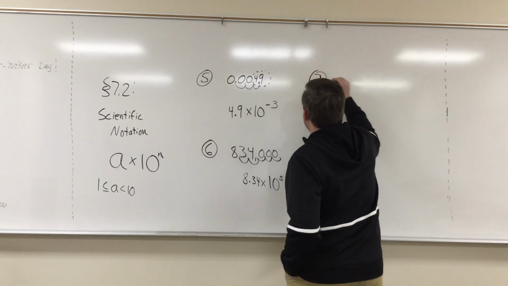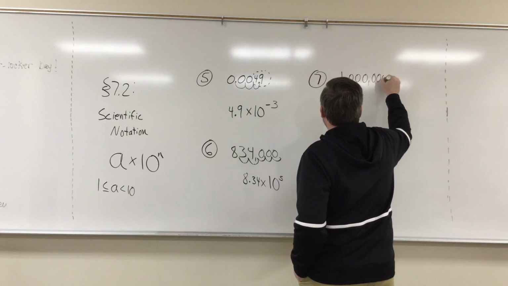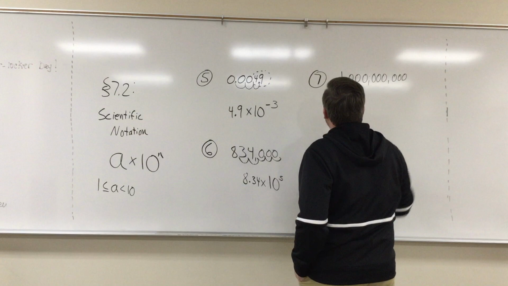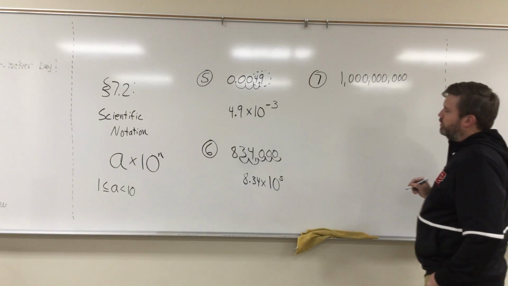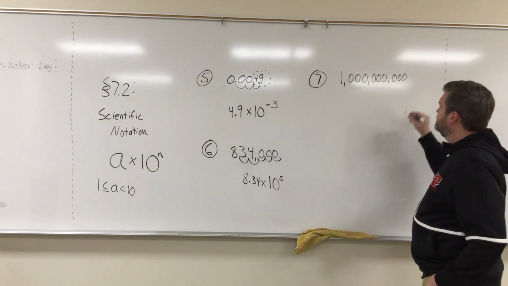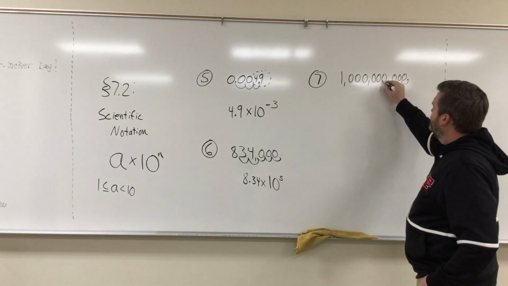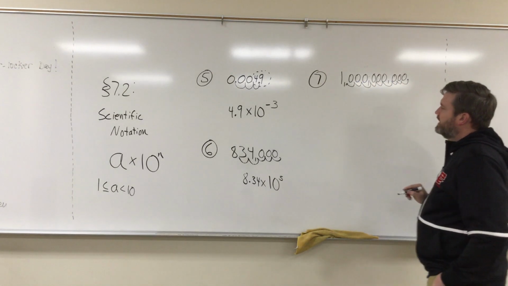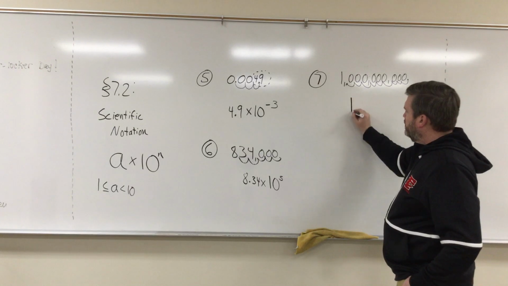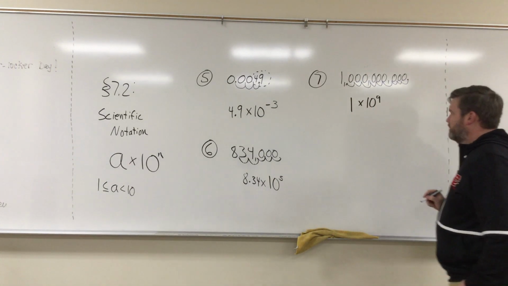Number 7, let's do 1 billion. So obviously it's bigger than 1. So I'm going to have a positive exponent. I move it 1, 2, 3, 4, 5, 6, 7, 8, 9 times. So I'm going to get 1 times 10 to the 9th power.